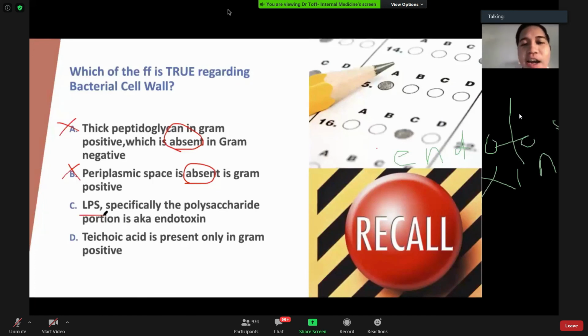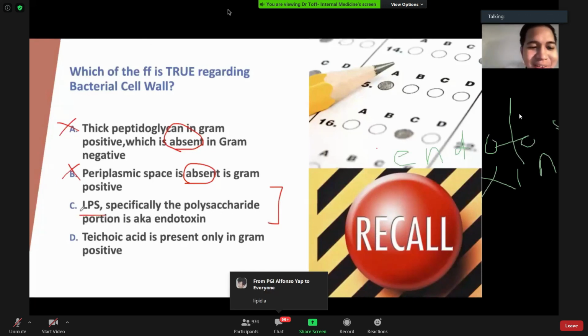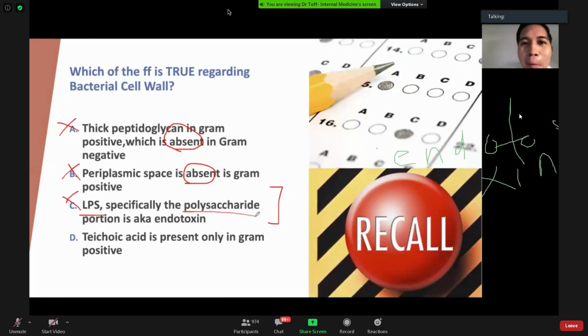Letter C, LPS. Lipopolysaccharide. Specifically, the polysaccharide portion is also known as endotoxin. And mind you, most of the students in the boards answered letter C. Is letter C correct? Is it true regarding the bacterial cell wall? No, right? Why? Because it's not the polysaccharide portion. What did I point out? It's the lipid A portion of the lipopolysaccharide. That is the endotoxin. So letter C is false.